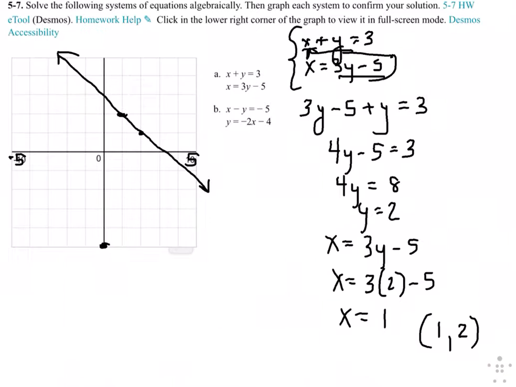The x-intercept is negative 5, right? So there's that point. And then, let's see, if x is 0, let's substitute that in. And again, I'm doing this equation now. If x is 0, 0 equals 3y minus 5. So 5 equals 3y. That's not a very nice one.